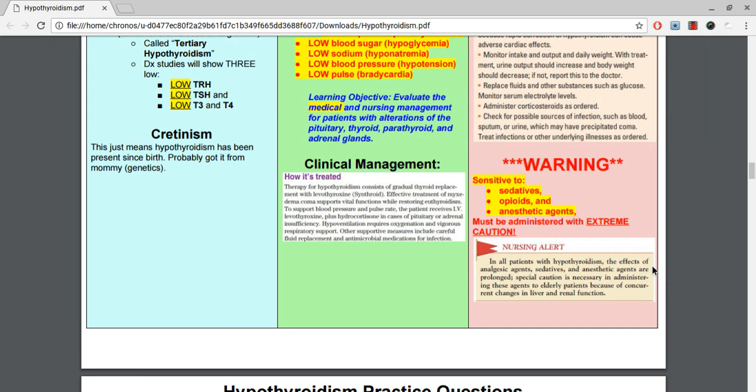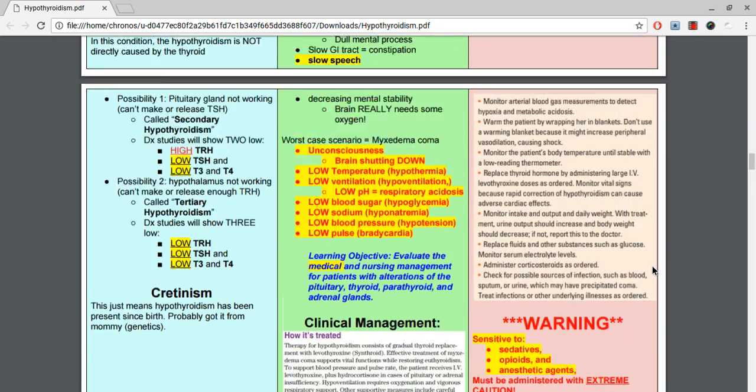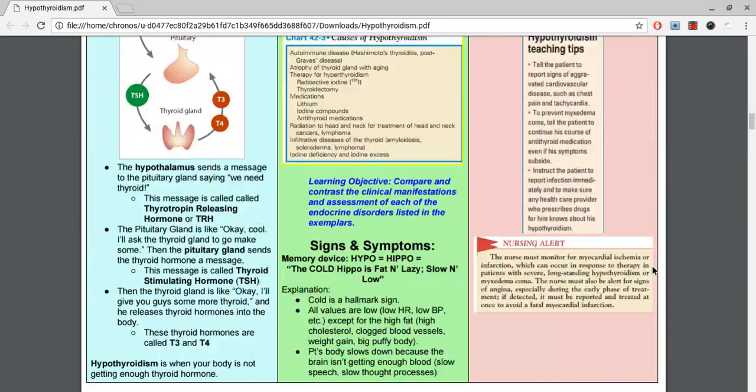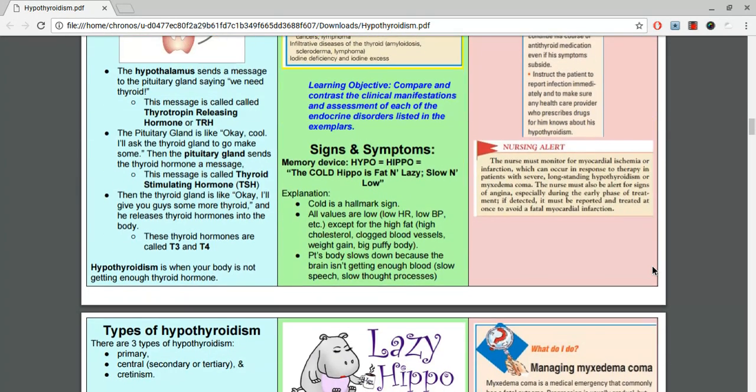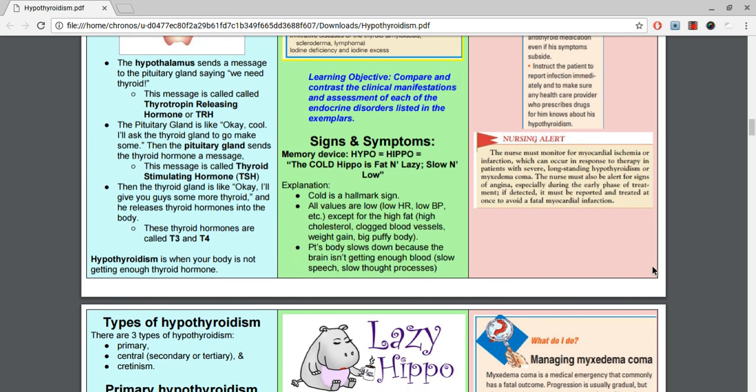Which adds to the fact that hypothyroidism patients are already excreting these drugs at a delayed rate. So these drugs are going to stay in the system for a really, really long time, especially in patients that are old and that have hypothyroidism at the same time. So I would really question that order if I were to see an old hypothyroidism patient with a sedative on their medication list.